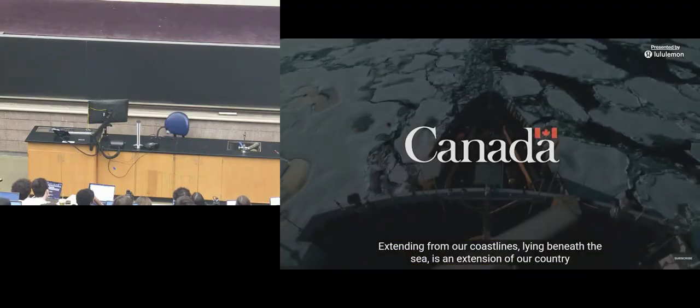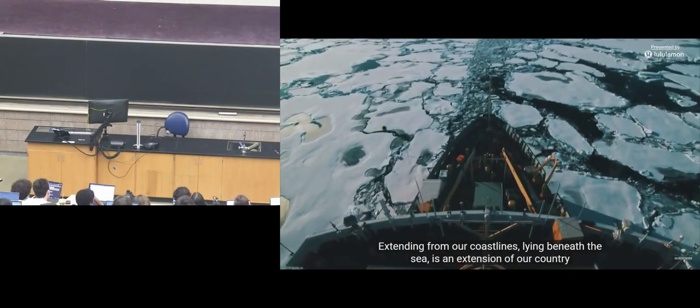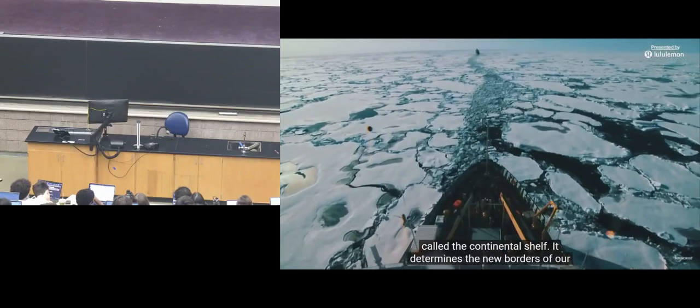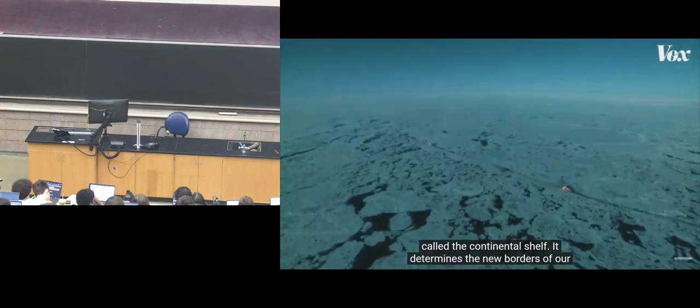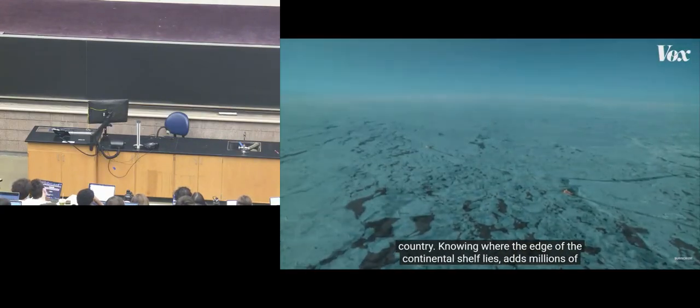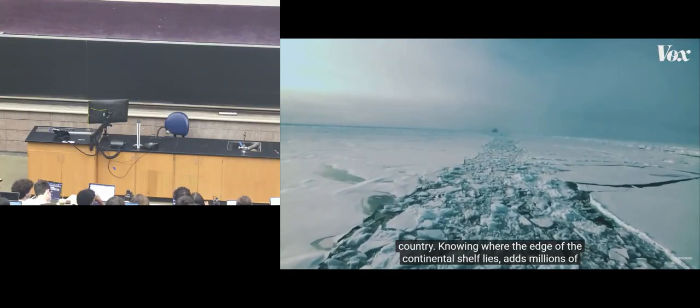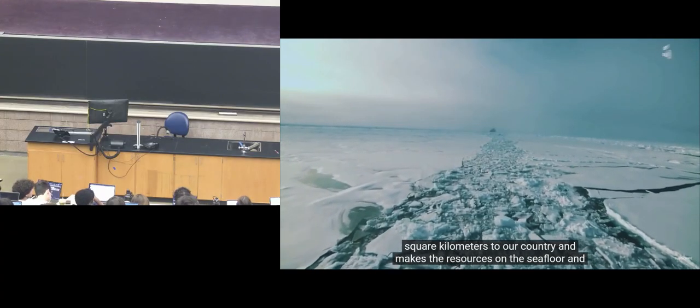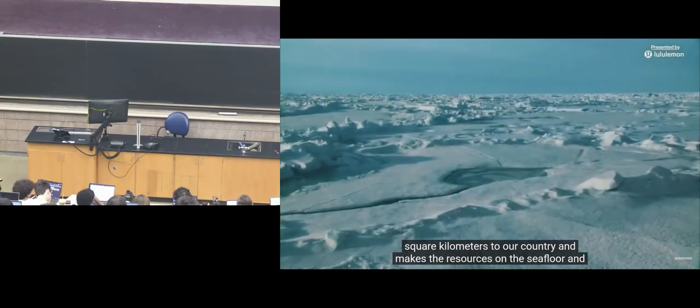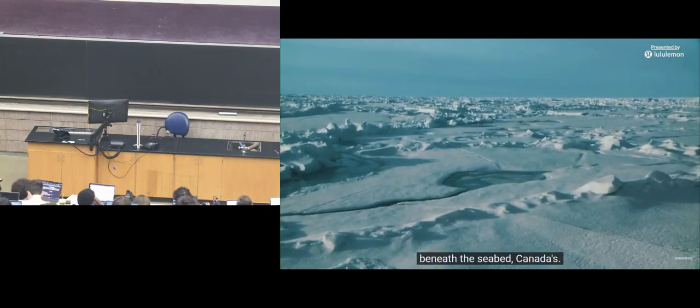Extending from our coastlines, lying beneath the sea, is an extension of our country called the continental shelf. It determines the new borders of our country. Knowing where the edge of the continental shelf lies adds millions of square kilometers to our country and makes the resources on the seafloor and beneath the seabed Canada's.